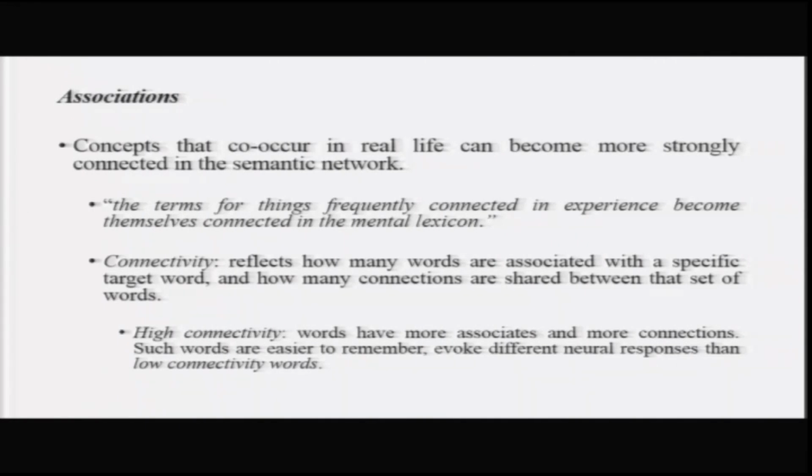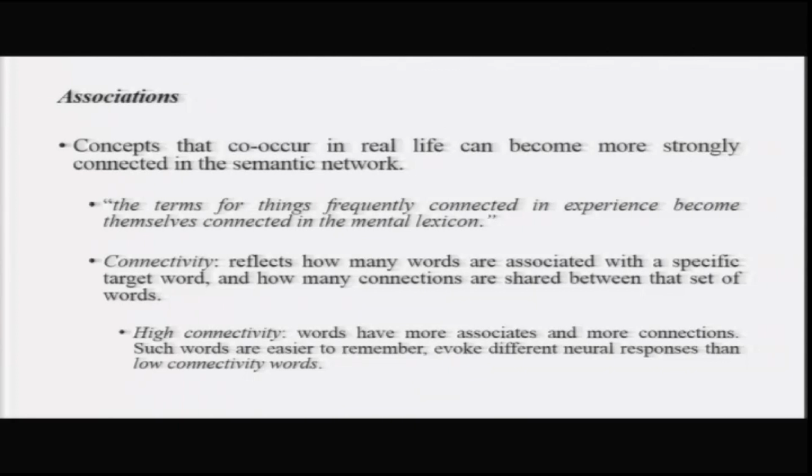Say for example, how many words can get connected to this particular target word. Okay, this is connectivity. And how many connections are shared between a set of words. Say for example, fountain and pen and fountain and water are obviously all three of them connected, but what is the strength of connections, what is the manner of connections, what all connections are shared, all of that you also have to keep in mind. High connectivity basically means that a word has so many associates that are connected to each other. Low connectivity means that a word has only very few things connected to each other, and this also leads to different kinds of neural responses.